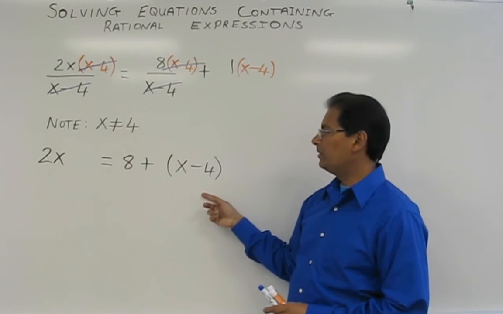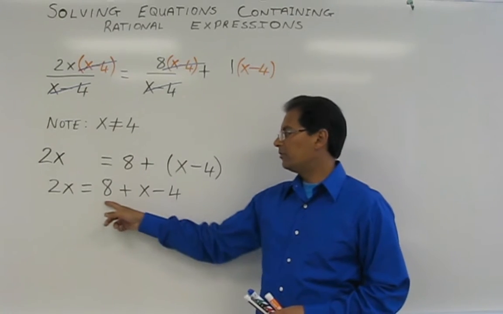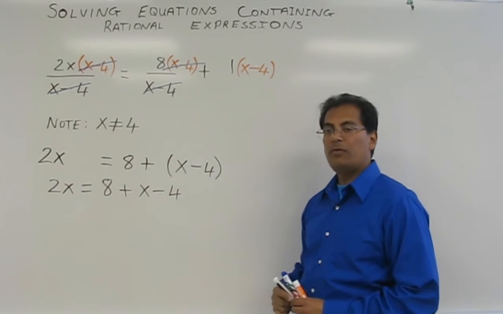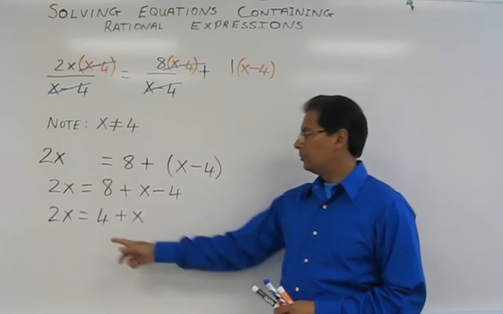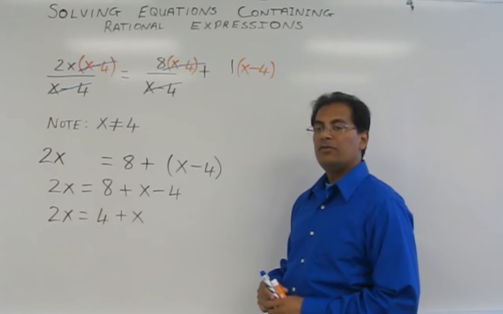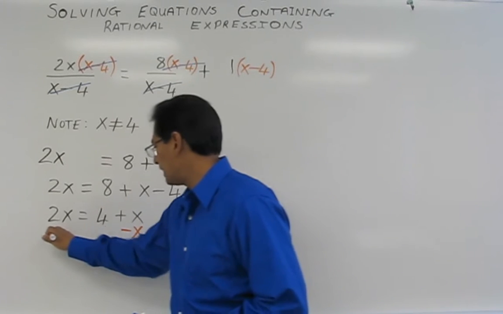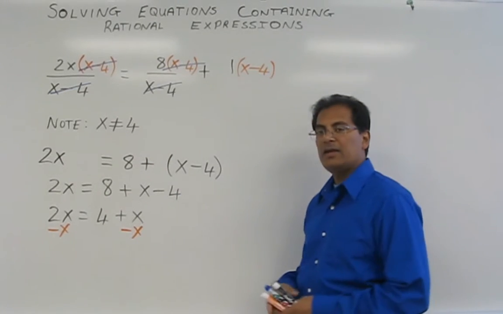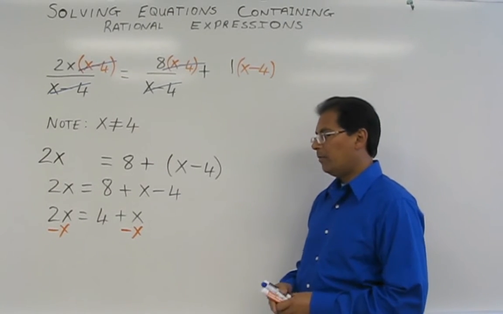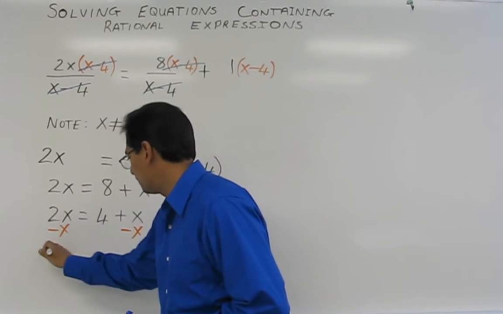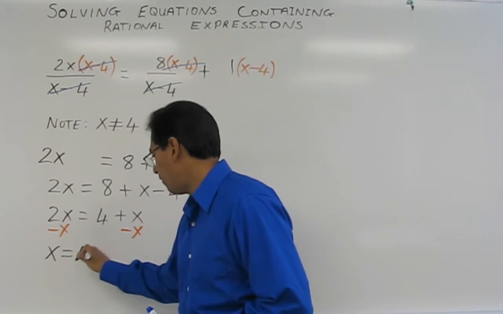Take this out of the parentheses and we get 2x equals 8 plus x minus 4. Combine like terms, 8 minus 4 is 4. So we get 2x equals 4 plus x. Subtract x from both sides. In other words, subtract an x here, subtract an x here to get rid of that x on that right side. So we end up with x equals 2x minus x is x equals 4.